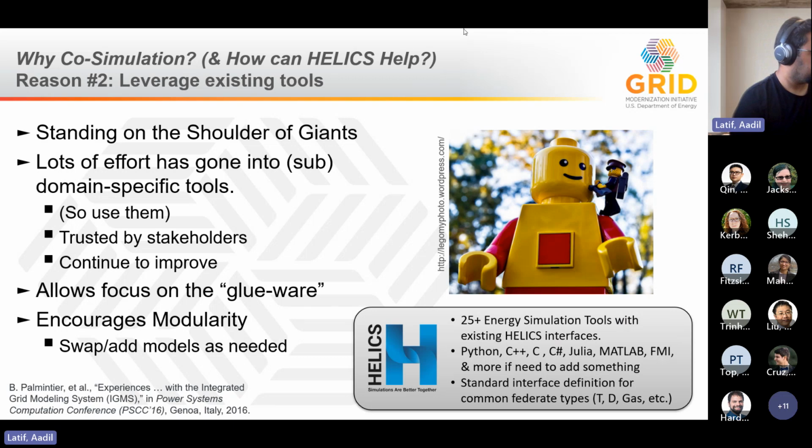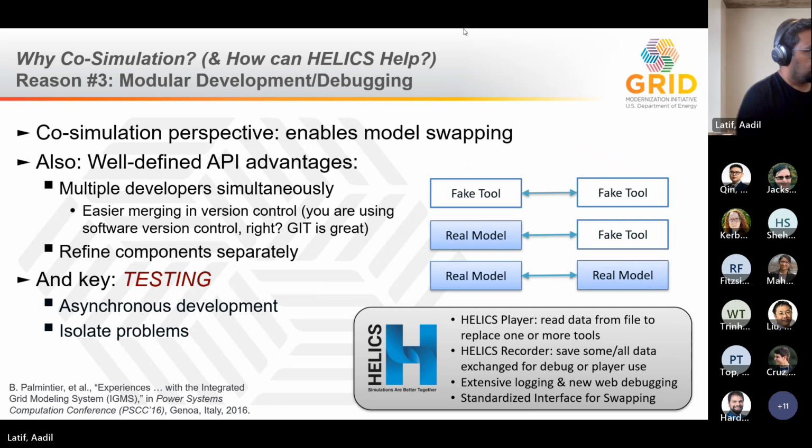Developed. This encourages modularity, so you're able to readily swap between or add models, right? So that's one thing we've already talked about. We already have a large list of tools that we have an interface for. So most of the commonly used tools for each subdomain, we already have a Helix interface for. All right.